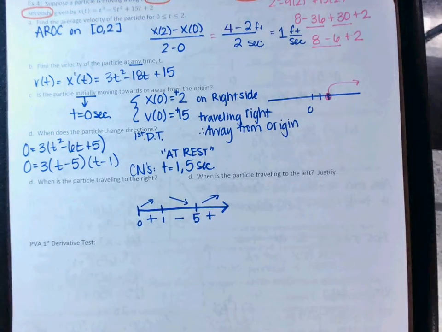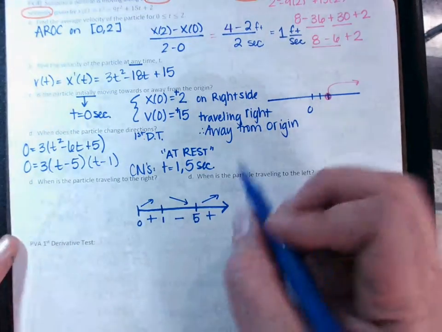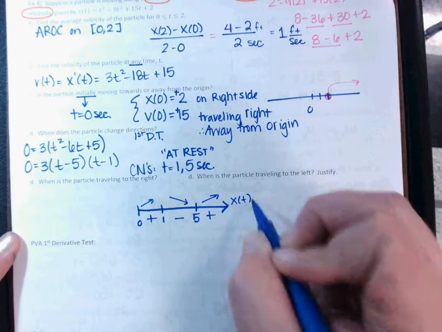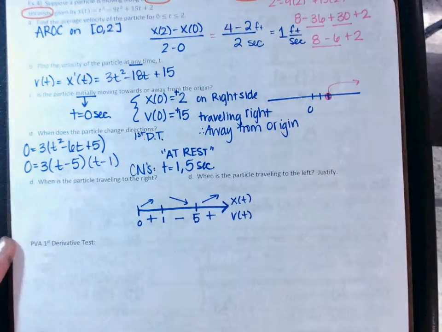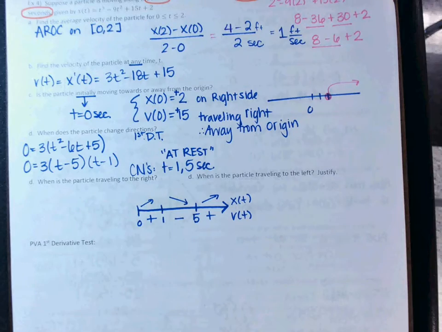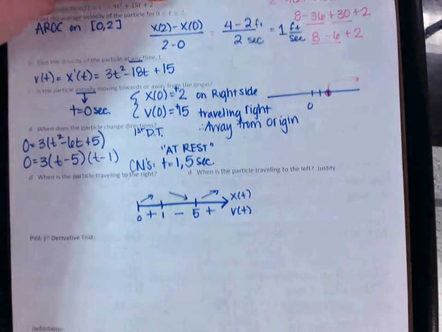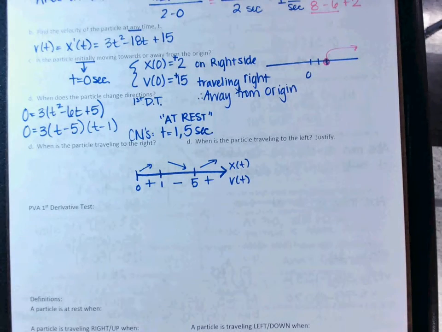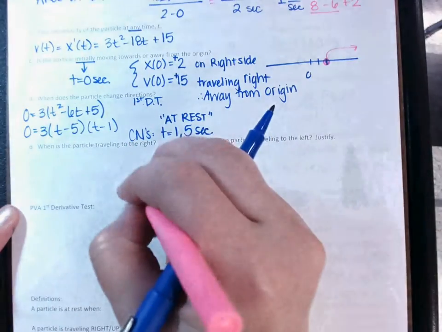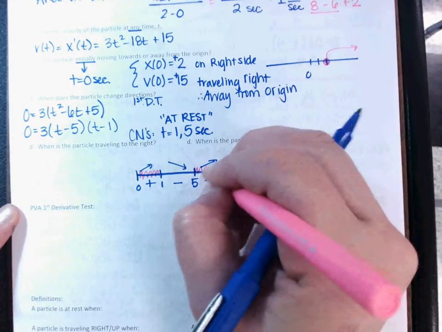How do I label it? Not f and f prime, but x and v. Good. v obviously being the derivative, position being the original. So look at your number line. When is the particle traveling to the right? Which intervals? 0 to 1 and 5 to infinity.